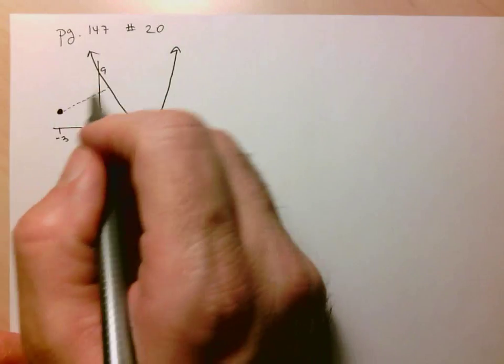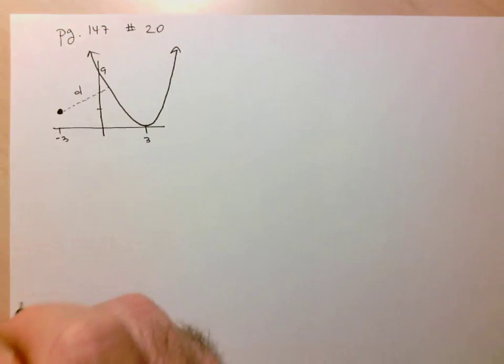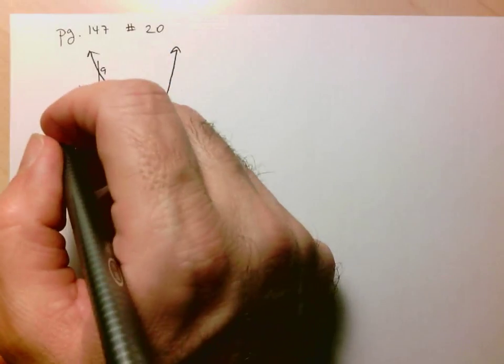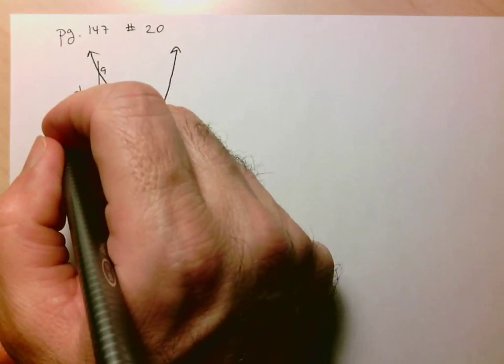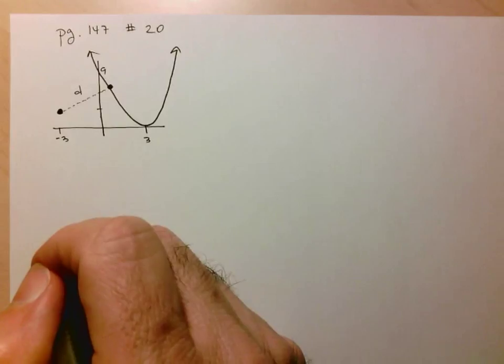So at some point here, there's going to be some minimum distance. That's what we're trying to minimize here. Since we've got a point and we know that this is going to be joined to some point on that curve, we should be working with the distance formula.